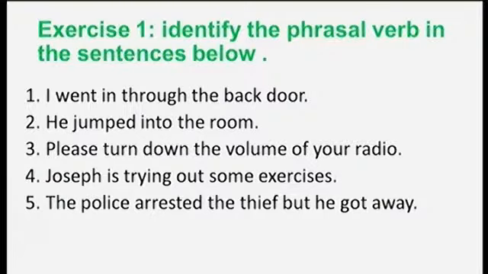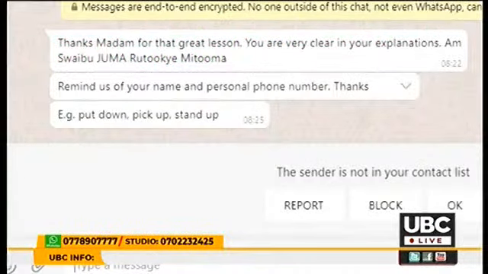Now, I'm sure you have some phrasal verbs that you have written down. I have an exercise for you. You know, with language, we are always writing. We listen, read, write, and we need to do some writing. The exercise we have is for you to identify the phrasal verb in the sentences below. Please write those sentences in your books and underline. What you underline will be the phrasal verb.